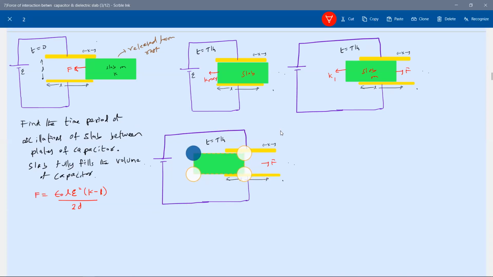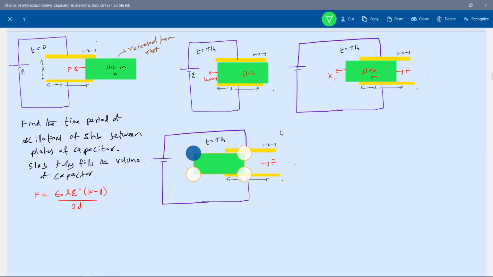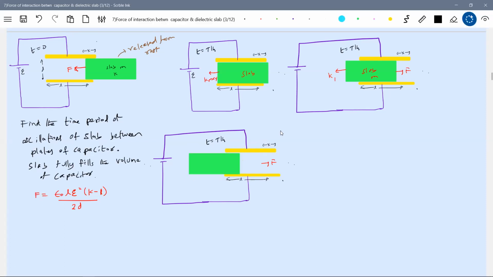Next part will be, where will it come to rest? What length of slab will be there between the plates? Anybody wants to answer? Yeah, I want an answer from anybody. What length will be there? So this will become some intermediate time. This I'll put as T by 2. Now what length of the slab will be there between the plates? Means the same x length.